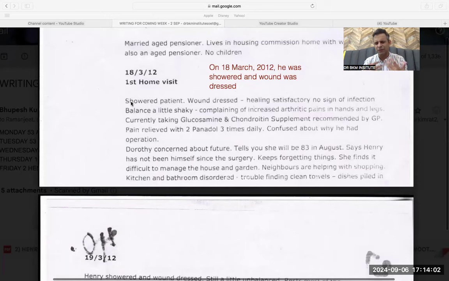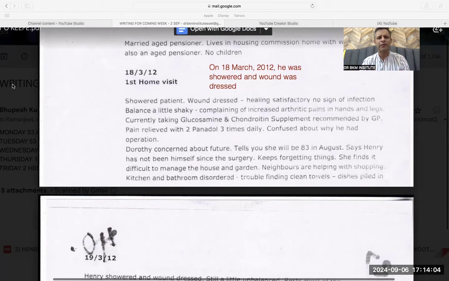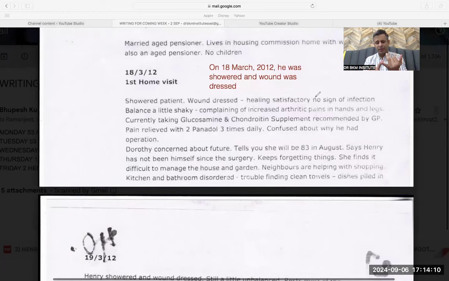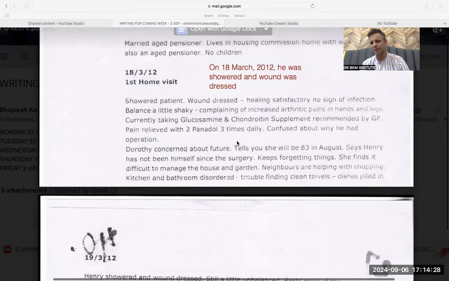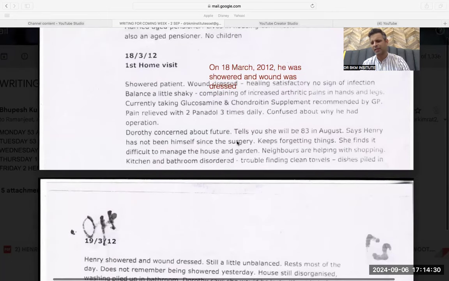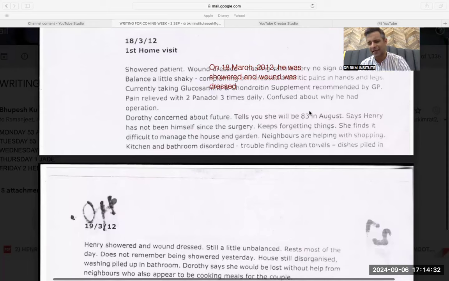Patient was showered, physiotherapy was given. So healing was satisfactory. No sign of infection. That means please try to understand the condition of the patient. Patient had a lesion that has been removed, discharged. We are the nurse at the Blue Skies nursing home. We provide home care, and then the patient does not have any infection, complaining of arthritic pains in hands. So glucosamine supplements are ongoing, pain relieved by Panadol, confused about why he had operation.